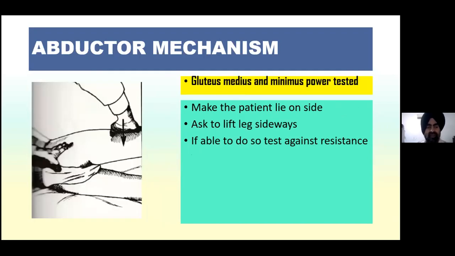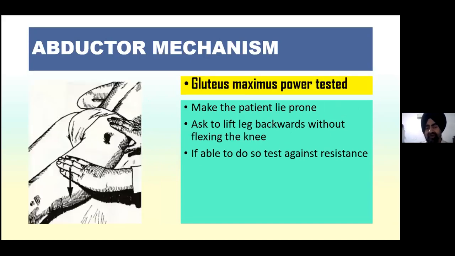The gluteus medius and minimus powers need to be tested. If we are suspicious of a positive Trendelenburg sign, make the patient lie on the side, ask the patient to lift the leg sideways. If he is able to do so, test again against resistance. Then gluteus maximus power is tested in the prone position. Ask the patient to lift the leg backwards without flexing the knee. If he is able to do this, test against resistance.